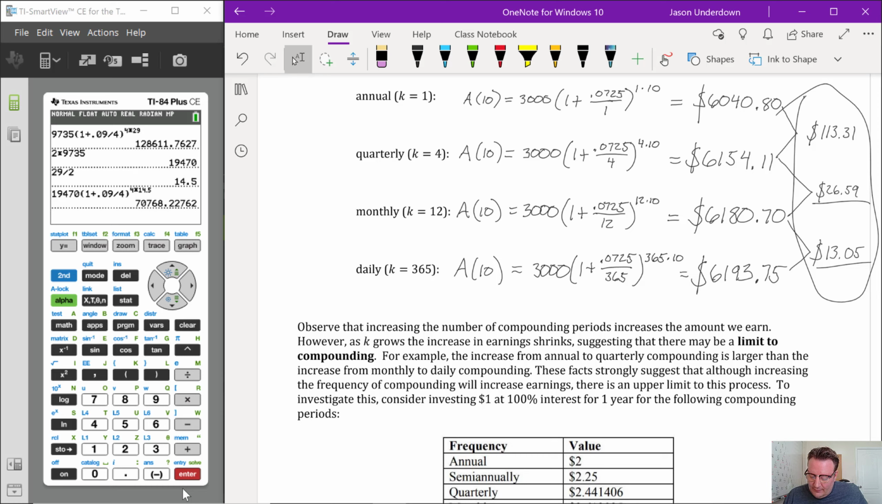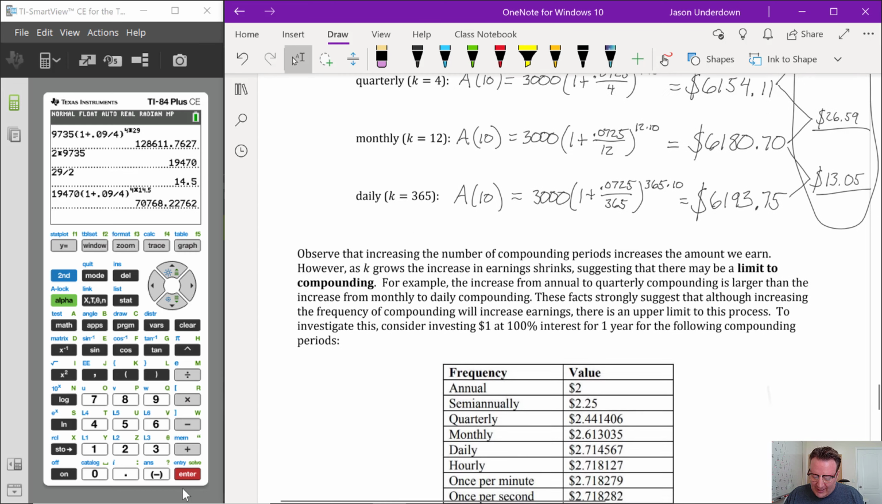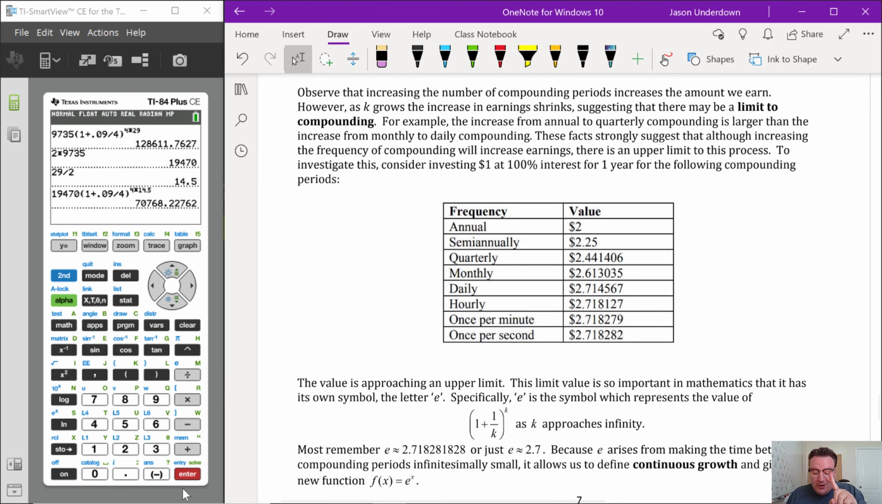Now, let's really simplify things down as much as possible and just use really simple numbers. We're going to imagine investing $1 at a super amazing 100% interest rate for just 1 year. Then in this column, we're going to change k. k equals 1 in the first row.